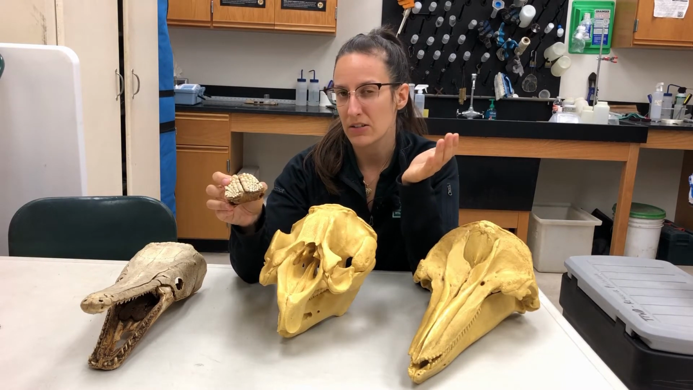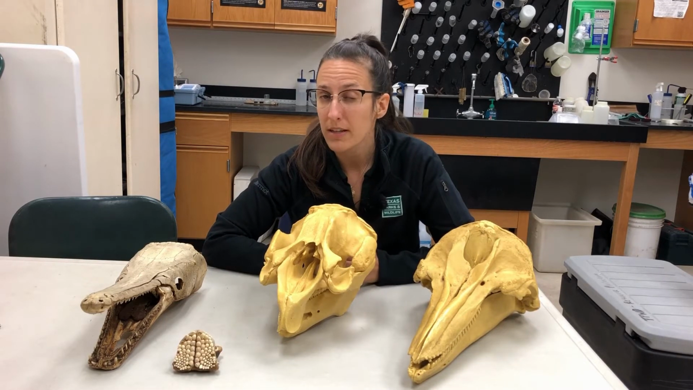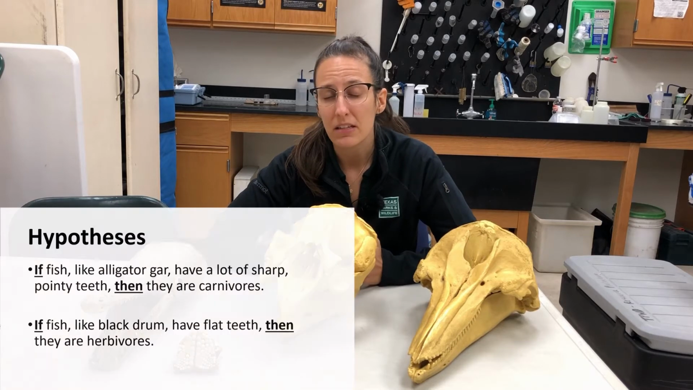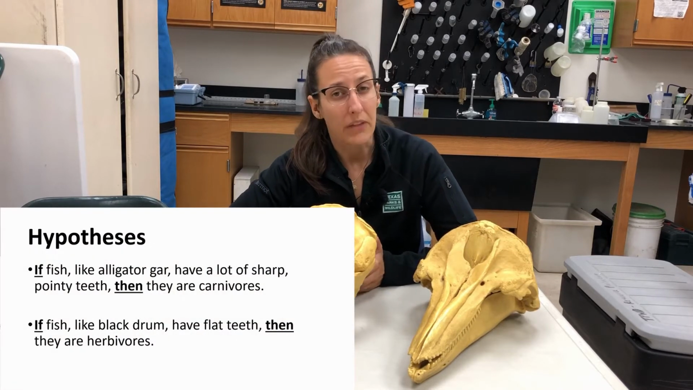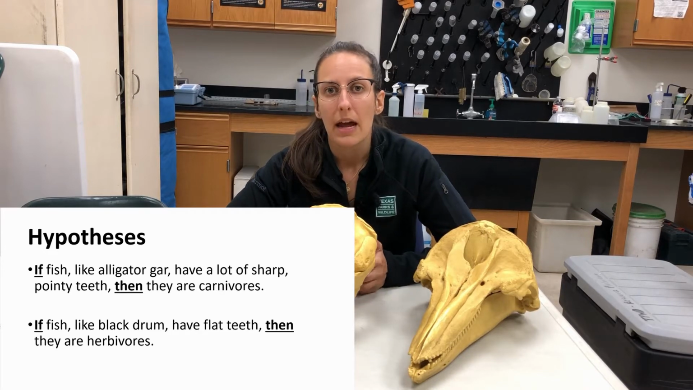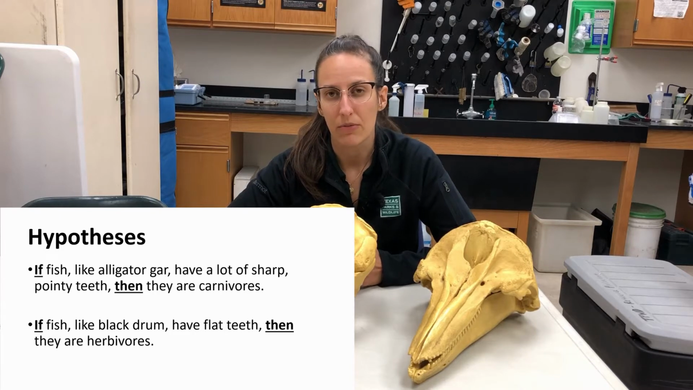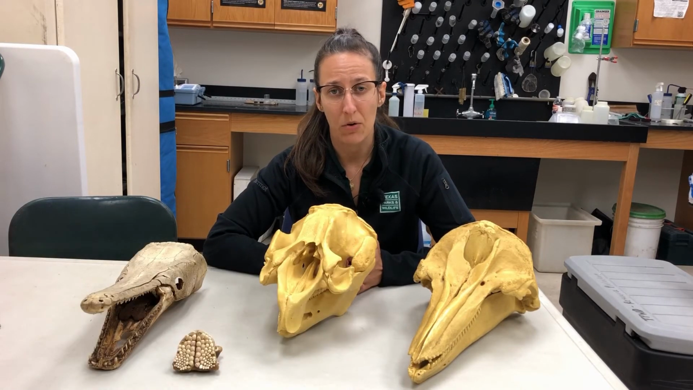So what do you think? Do you guys agree with me? We made our predictions and I transformed these predictions into hypotheses. Basically, if fish like an alligator gar has a lot of sharp and pointy teeth, then they are carnivores. And if fish like black drum have a lot of flat teeth, then they are herbivores. And those are the two hypotheses that we're going to be testing today.